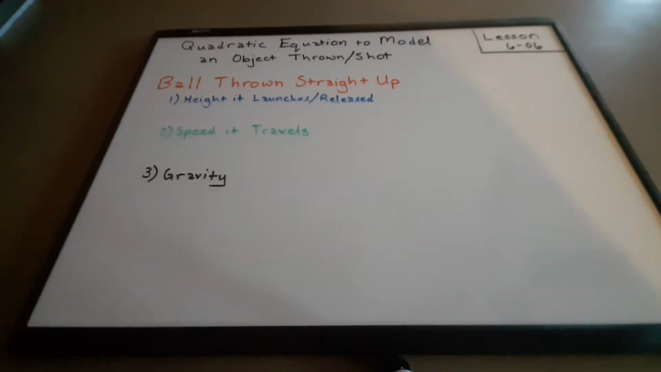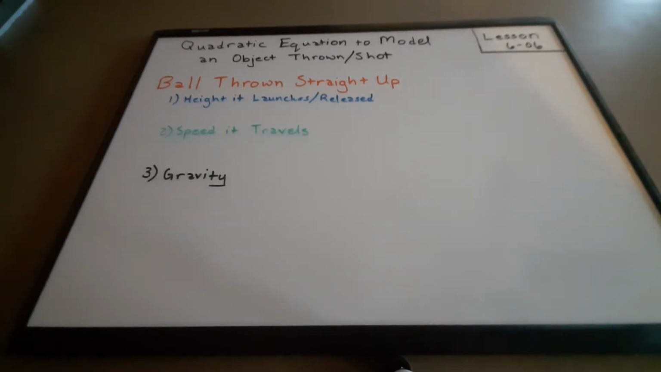Foval again. This time we're going to work on Lesson 6.6, which is about learning how to take a quadratic equation to model an object that is either thrown or shot. So we're going to look at a situation where a ball is thrown straight up.